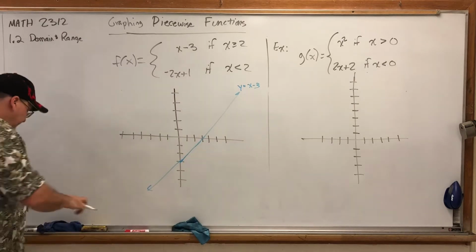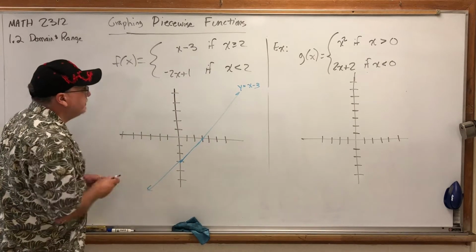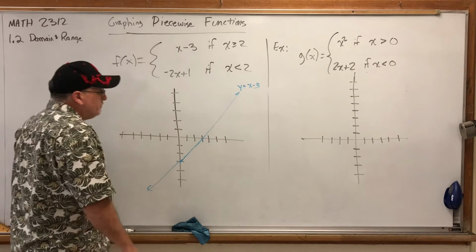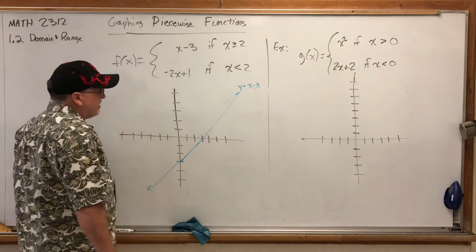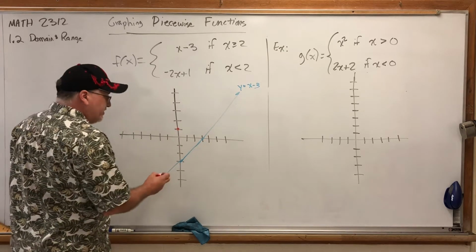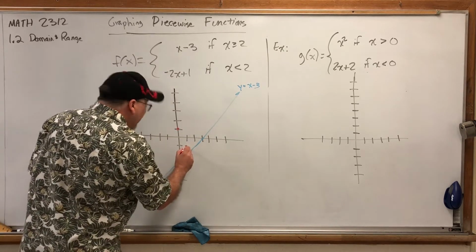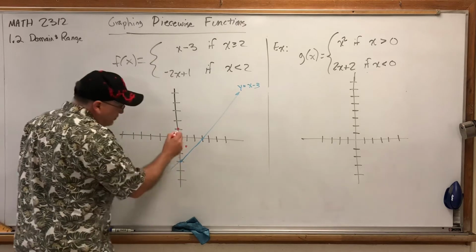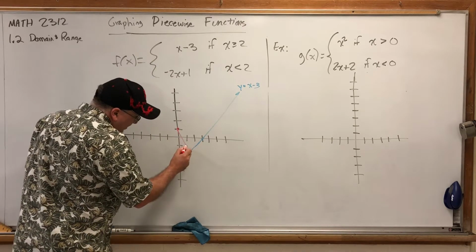And the other one, which I'll draw in red, is also a line. It's in slope-intercept form, so I can sketch it by saying the y-intercept is 0 and the slope is -2. So run 1, rise -2, and it would look something like this.